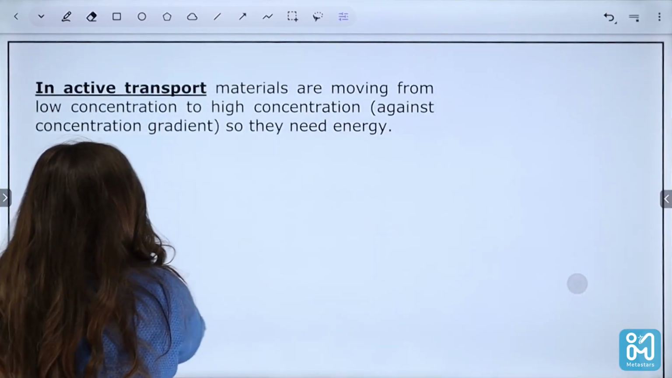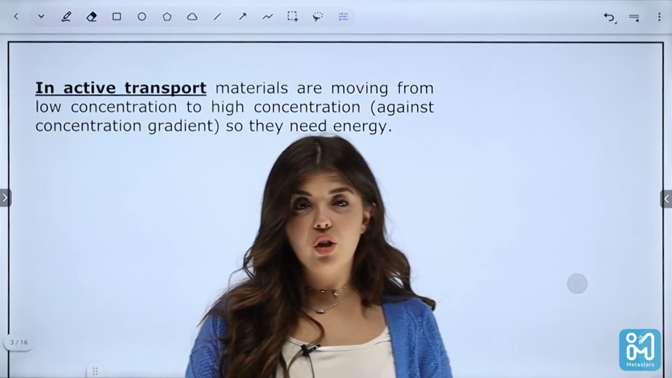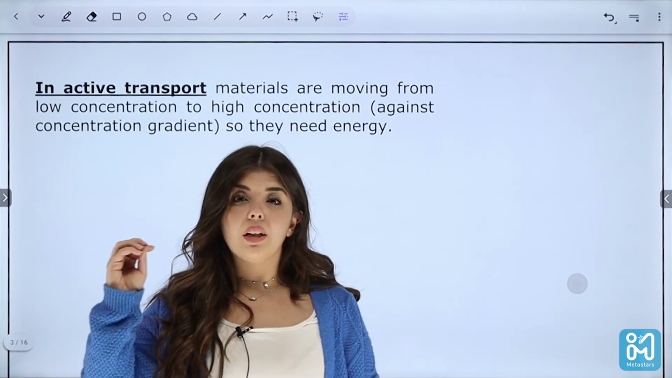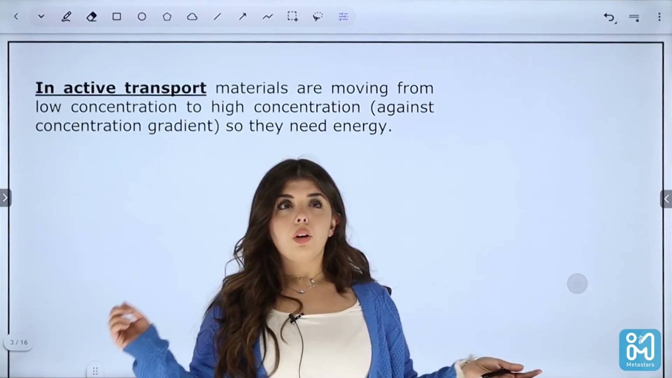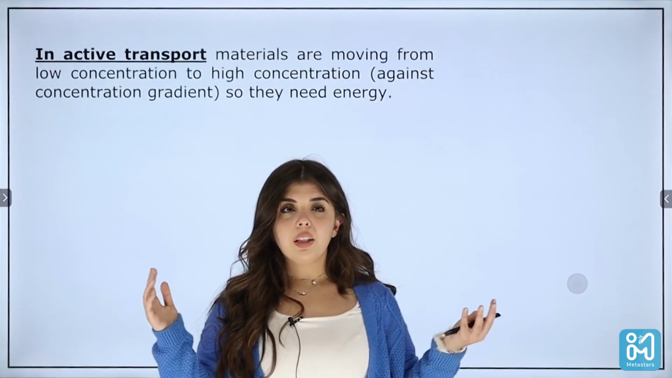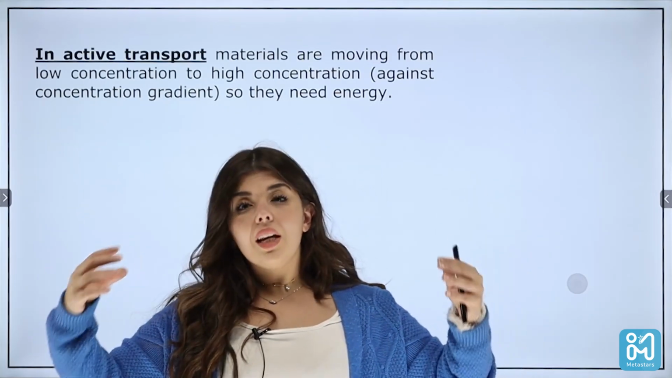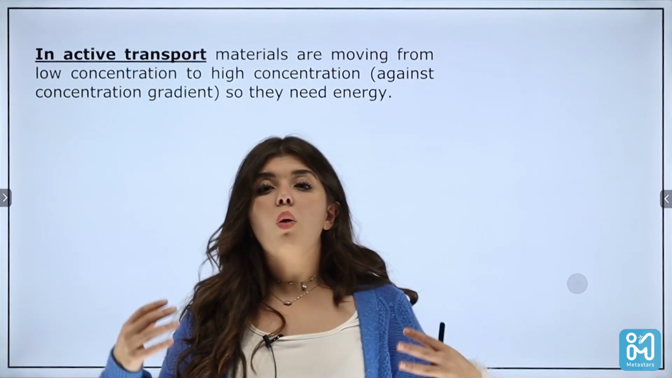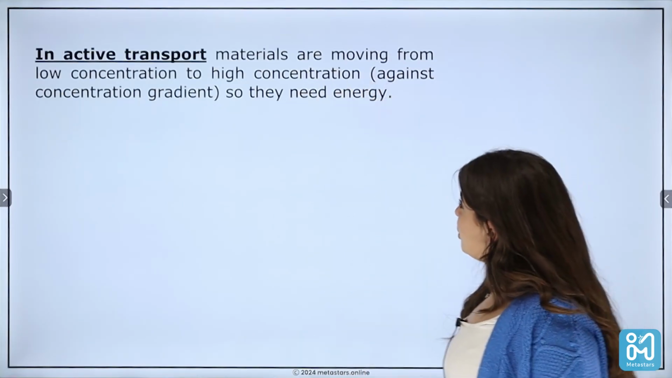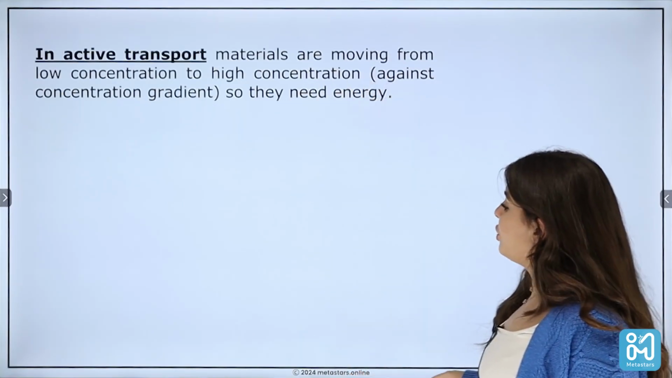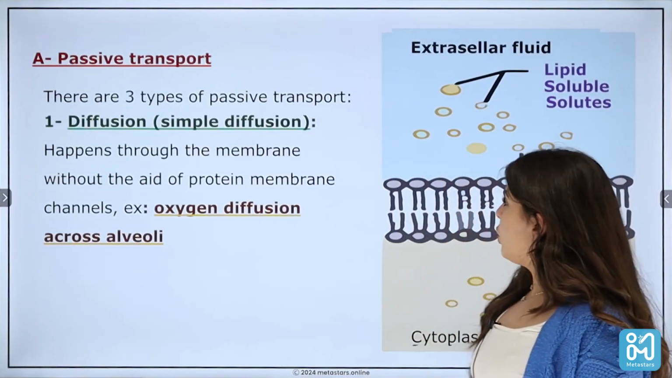In active transport, unlike passive transport, it needs energy. And if you think about it, something that needs energy should be a large thing. So large things need energy to happen. In active transport, materials move from low concentration to high concentration, against the concentration gradient. So they need energy.